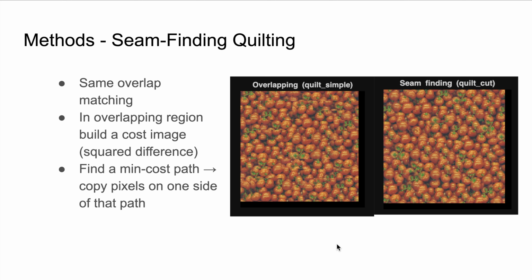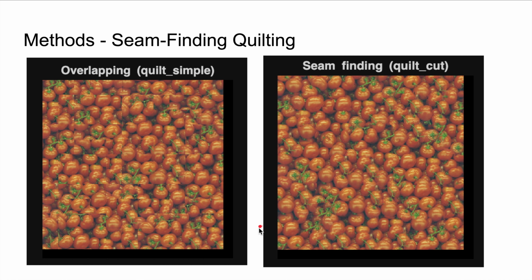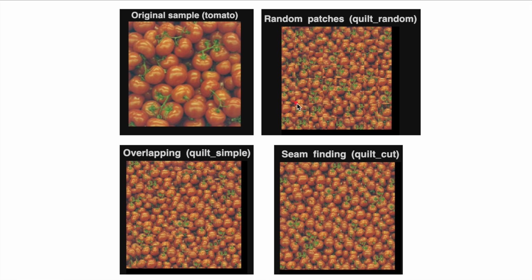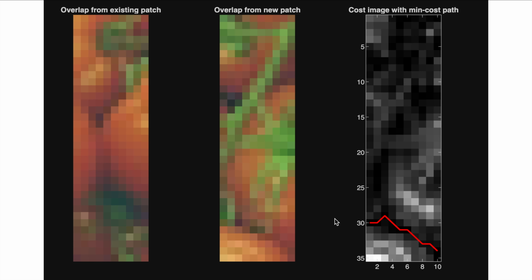Then the path tells you where to switch from the old pixels to new pixels, so the seams become much less visible. The transition from the overlapping function to the seam finding function is so much better. This side-by-side comparison shows how good the algorithm is and how the transition between these functions actually makes the image look way better.